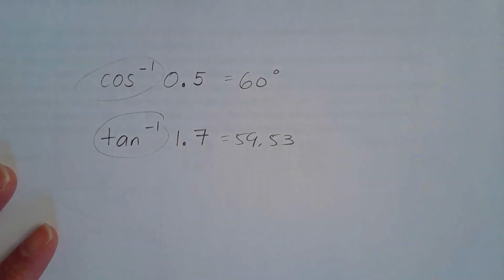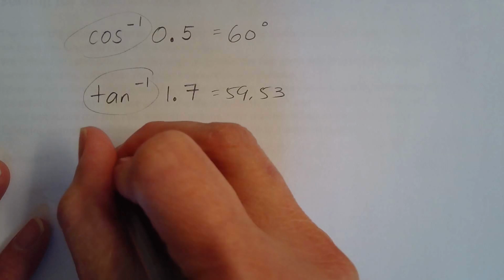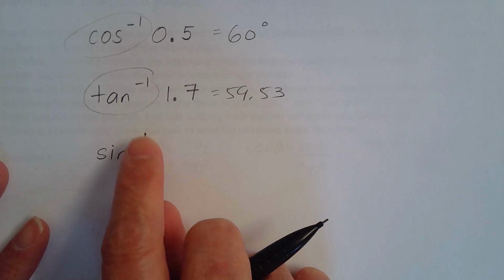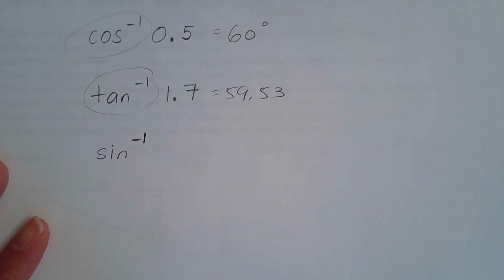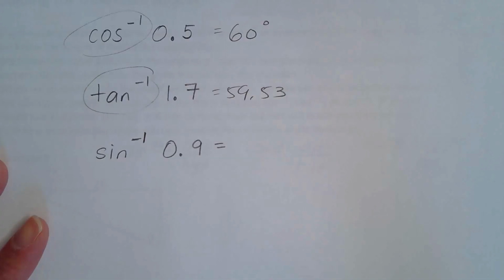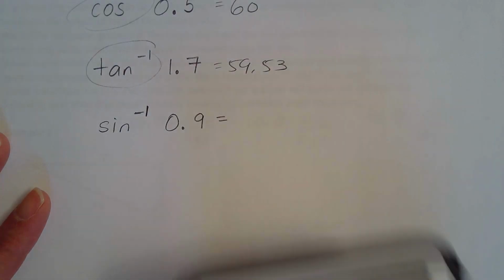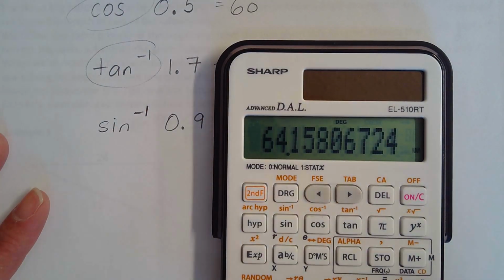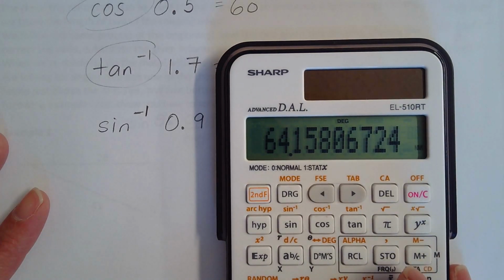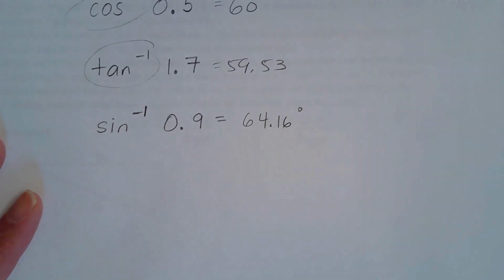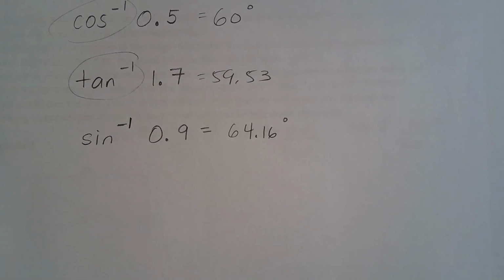Okay, let's do one more time. What's a sine inverse? Sine inverse, okay? Remember there's an inverse there at the top. Sine inverse of 0.9. Sine inverse of 0.9. That's 64.16. Okay, now that we've practiced that, we're gonna use that for our questions.